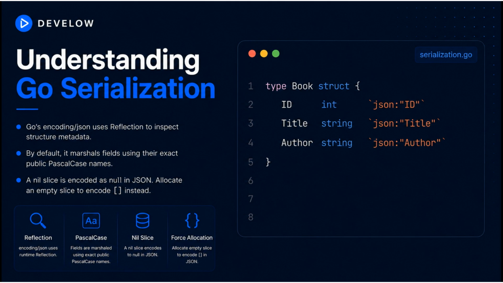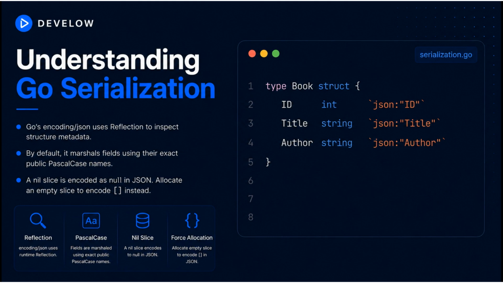Before fixing the bugs, it's vital to understand how Go handles serialization under the hood. Go's standard encoding/JSON package relies entirely on runtime reflection via the reflect package to examine the structure's metadata. By default, unless told otherwise, it marshals fields using their exact public Pascal case names.